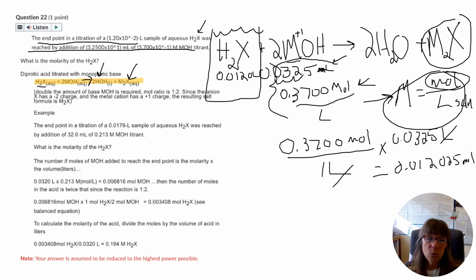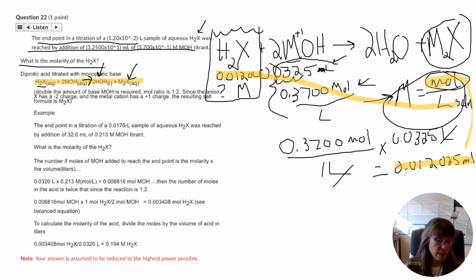But remember, what is the question? What is the molarity of H2X? So in this bucket, there was a certain molarity of that. Now I've got to figure out what that is. Well, remember, molarity is moles per liter. Well, I have the liters right here, and now I have the moles. So I can plug them into this relationship, moles over liters. I'm going to take that number and divide it by 0.012 liters.